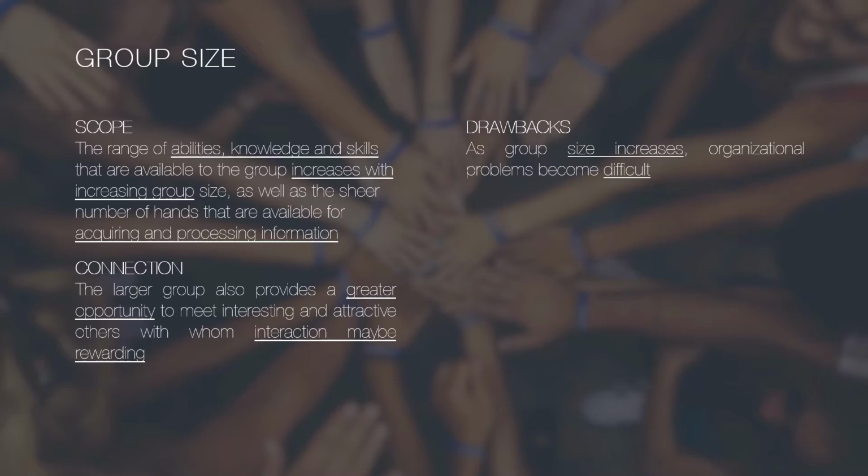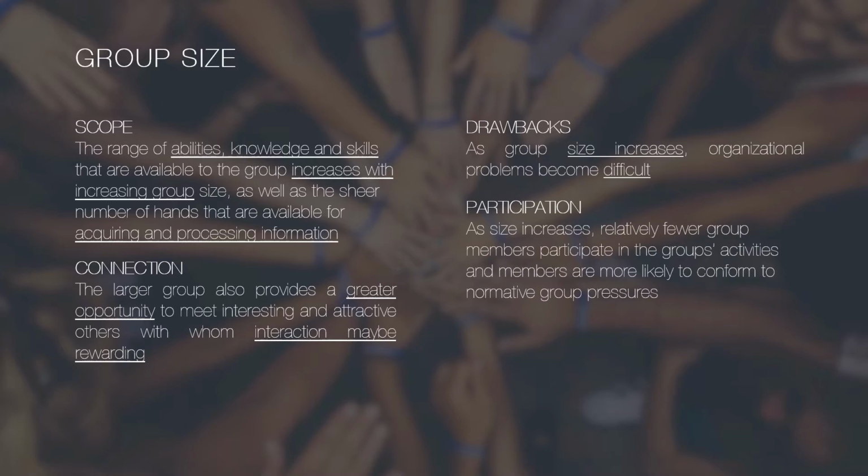Then next bullet, as size increases, relatively fewer group members participate in the group's activity and members are more likely to conform to normative group pressure. Tulad ng nabasa kong Roman history about Julius Caesar, 60 na tao nag-agreed na saksakin siya, pero in reality ang nangyari, 23 lang ang may palabra de honor na sumaksak sa kanya. So, what is the lesson learned here?